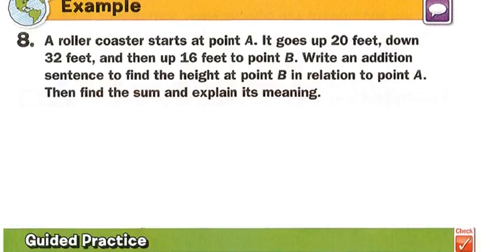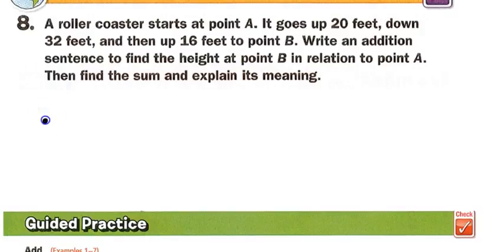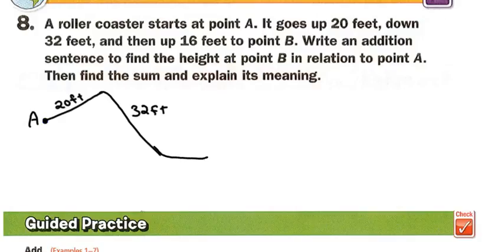So I'm a visual guy. I like pictures. Let's draw a bit of a picture. So here's point A, right? That's where we're starting. So our roller coaster starts by going up 20 feet. And then it goes down 32 feet. And then it bottoms out a little, and then we go back up 16 feet, and then we're at point B. So there's our roller coaster. Doesn't it look exciting? Yes, it certainly does.